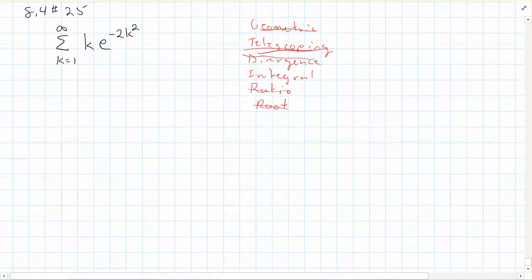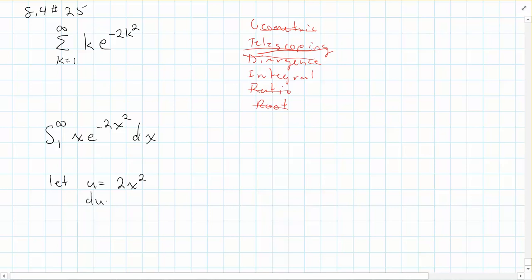Alright, so that means I need to set up an integral here. So I need to do the integral from 1 to infinity of x e to the minus 2x squared. Now remember, I said for the exam you're going to have to remember things like u substitution and integration by parts. And this is actually just a simple u substitution. I'm going to let u be not negative, just 2x squared. Then du is 4x dx, or 1/4 du is equal to x dx. And then if x is equal to 1, u is equal to 2. If x is going to infinity, u is still going to infinity.